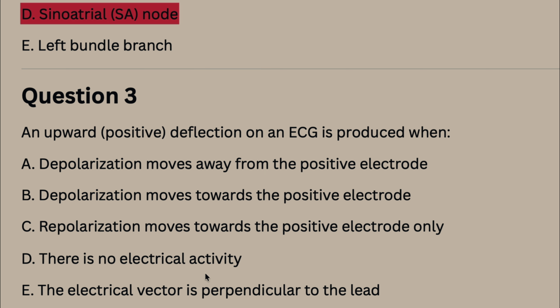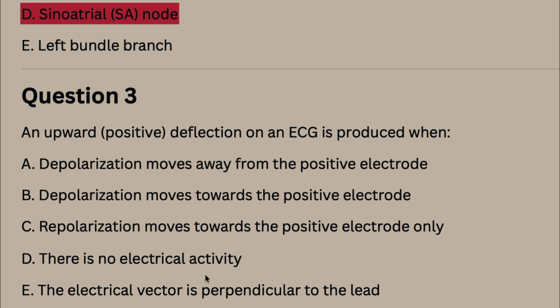So let's simplify it before we try to solve it. Imagine you're standing on the road, a car is driving directly towards you. It gets closer, closer, and closer. That's exactly what happens when electrical activity moves towards the positive electrode. So the ECG pen moves upwards, positive deflection. Now imagine that same car drives away from you. The ECG goes downwards, there's negative deflection.